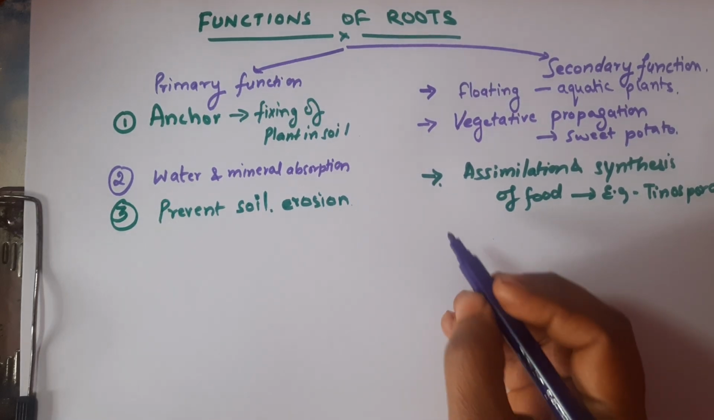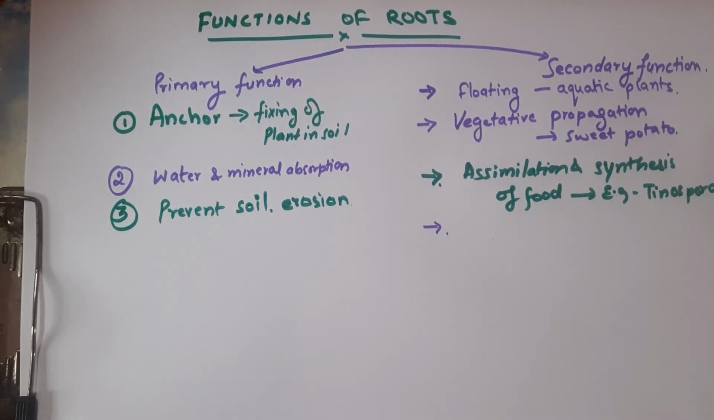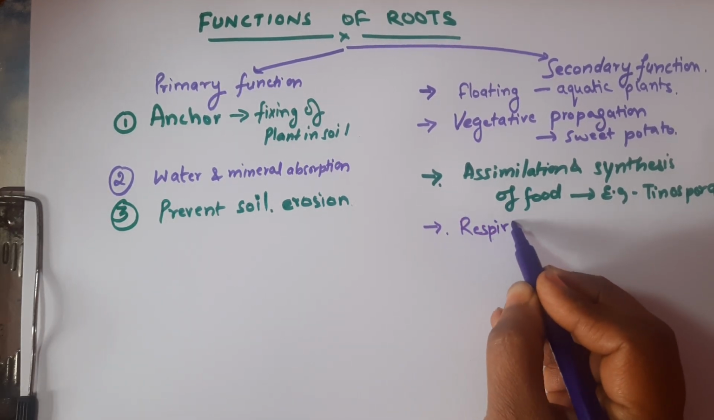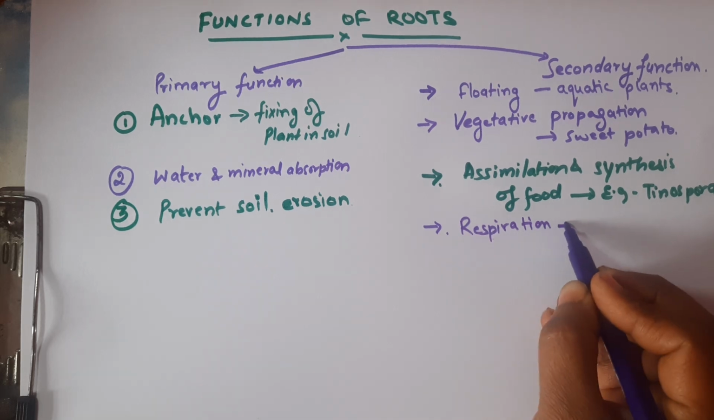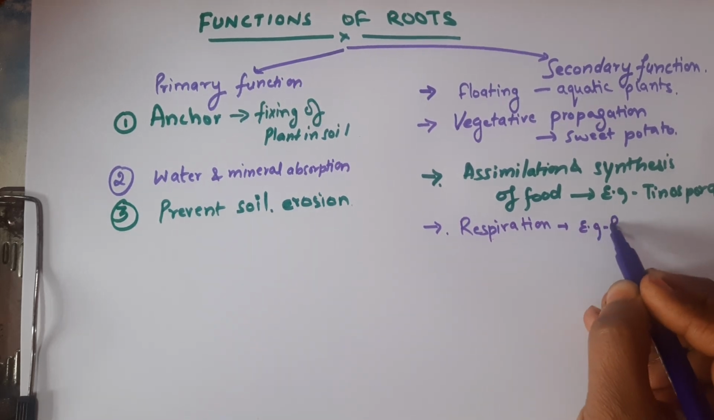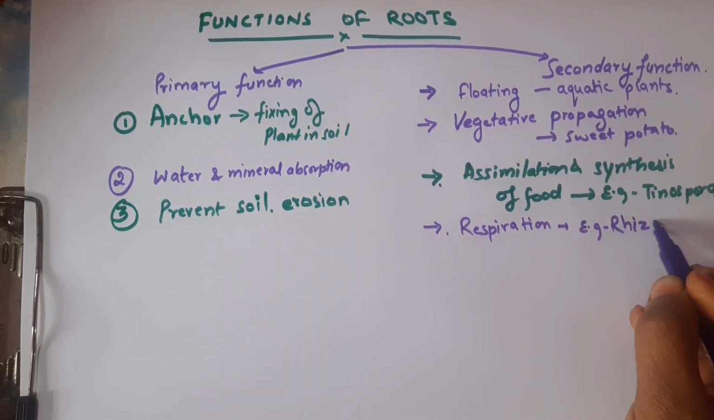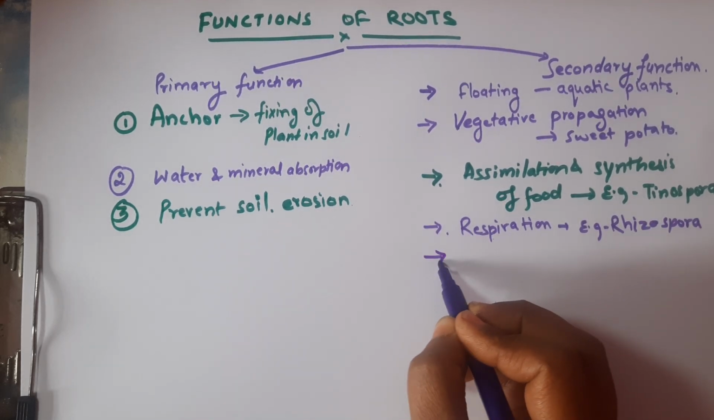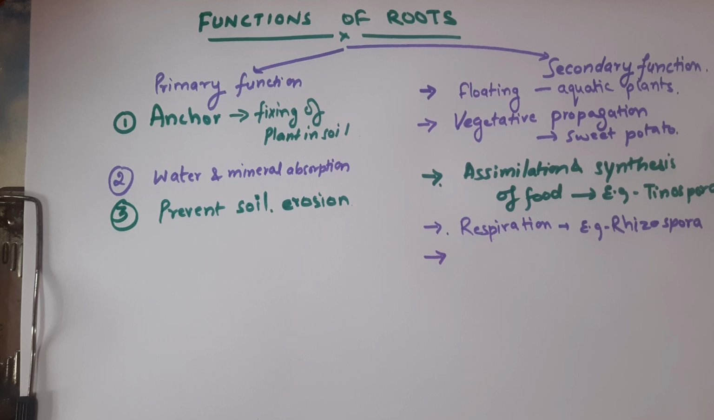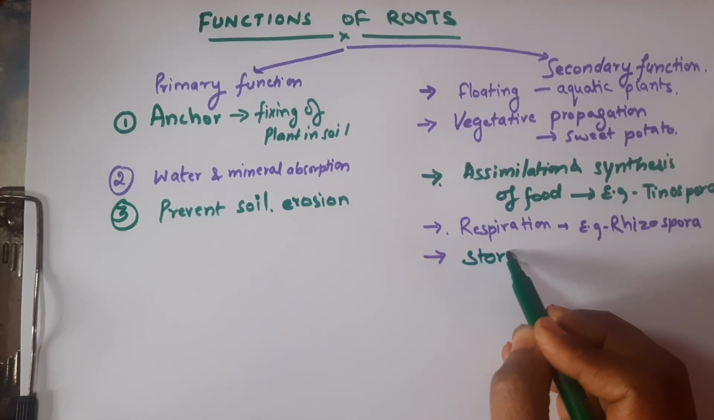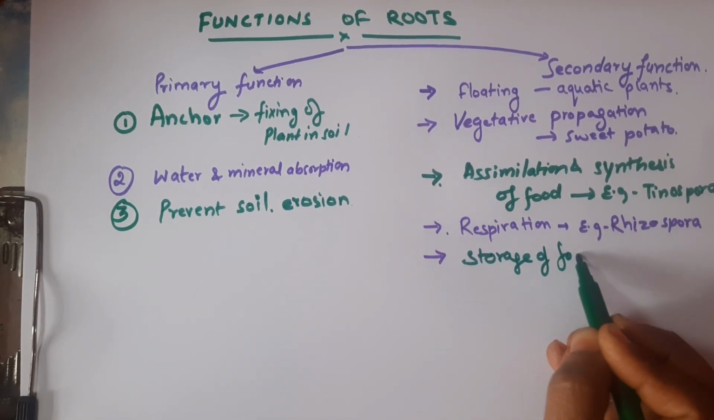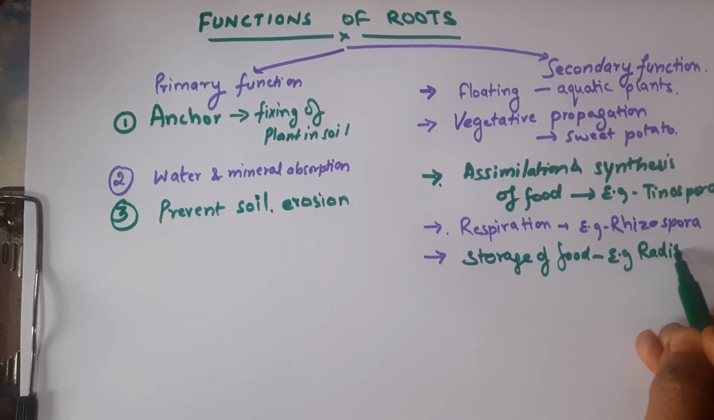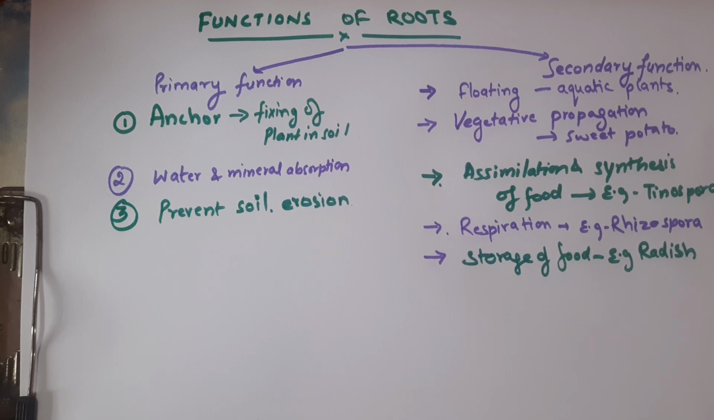The fourth secondary function of the root is respiration. The root can help in the respiration process also. For example, in Rhizophora, the roots are respiratory roots, so they help in respiration. The next is the storage of food. The most common example is the radish. The synthesized food will be stored in the root.